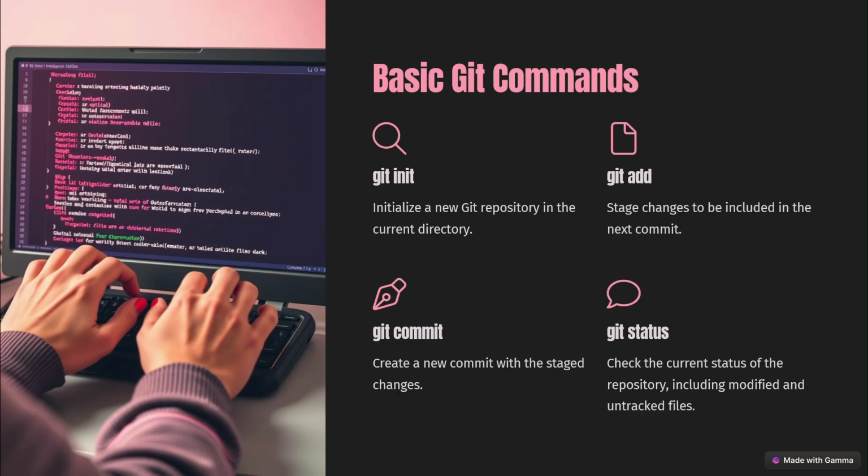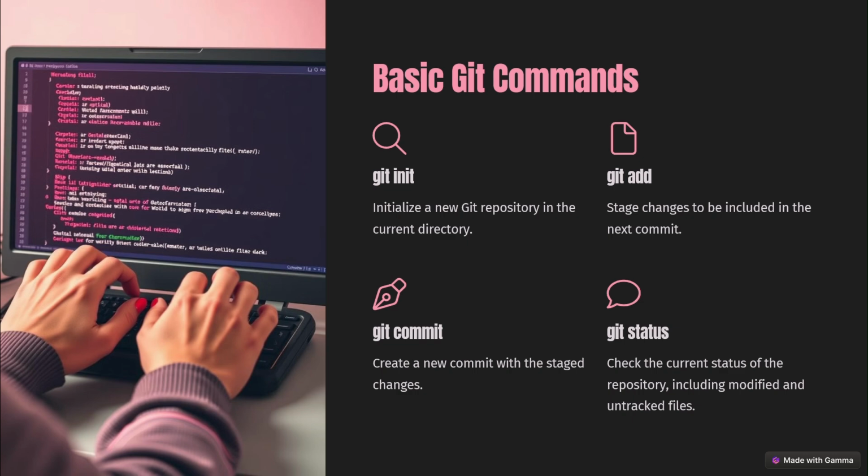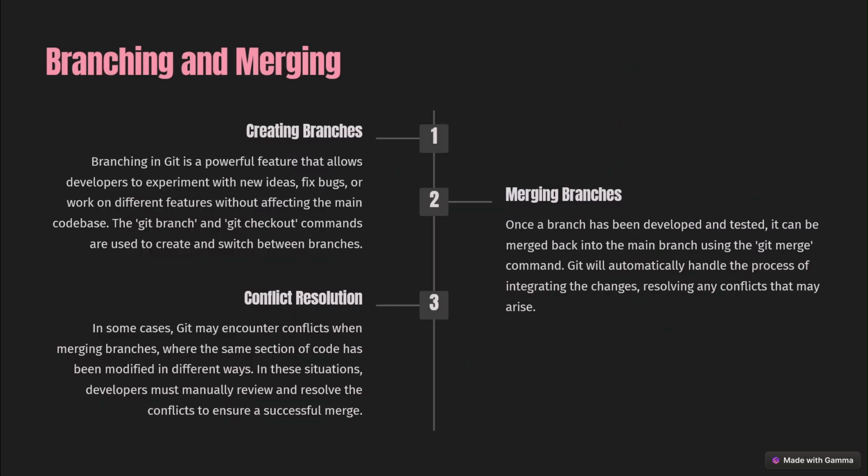Now let's go over a few basic Git commands that you will use often. Git init. This is the start of a new Git project. Git add. Prepare your changes to be saved. Git commit. Save your changes as a snapshot you can go back to. Git status. Show the current state of your files and changes. These commands are the core of using Git. So getting comfortable with them makes everything super easy.